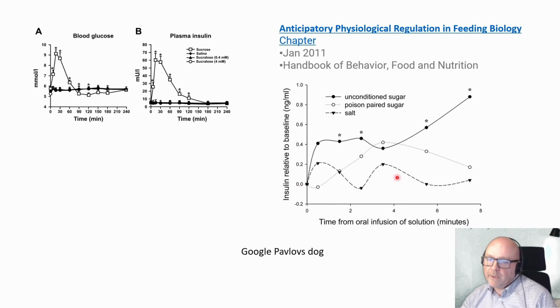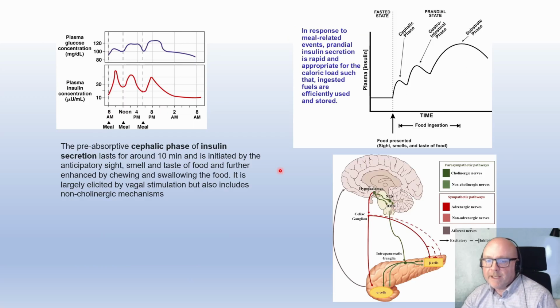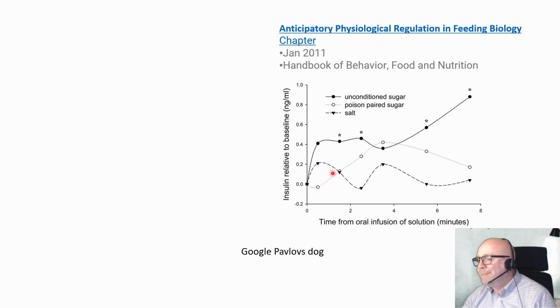I'm not sure why it goes up again. I haven't read this very well. But this is the conditional response. And how do you know it's a conditional response? Because you can take it away. You can actually give them the sugar with poison in it that tastes terrible, and you don't get this response. You have to train them for that, right? So teach them that they're getting something horrible, and then they won't have this same response. The pre-absorptive cephalic phase insulin secretion will be missing. But when this poisoned sugar reaches the gut, you still get an increase in insulin then, right?